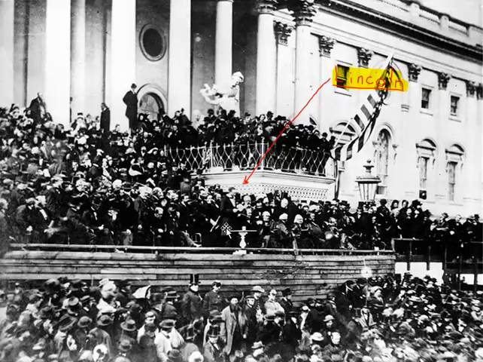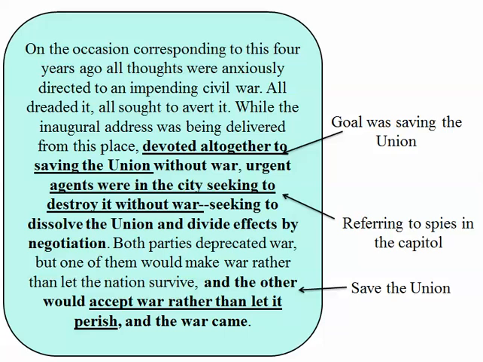And here he is, standing in Washington, D.C., giving his inaugural address for winning his second election. Let's read some of it. "On the occasion corresponding to this four years ago, all thoughts were anxiously directed to an impending civil war." Impending means we knew it was coming; sooner or later it was on the way, because of all those events we were talking about. "All dreaded it. All sought to avert it." Nobody wanted it. Henry Clay especially didn't want it.